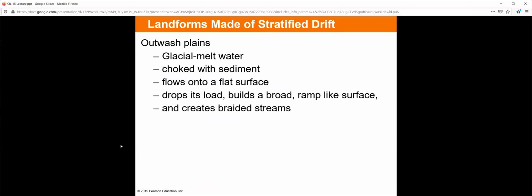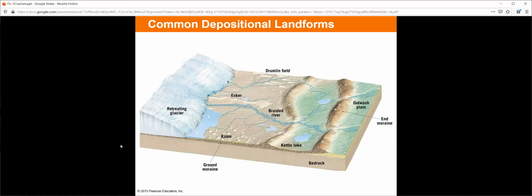Within these, you have outwash plains. These are glacial meltwater, as I said before, chock full of sediments, that flows onto a flat surface, drops its load, builds a broad ramp-like surface, and creates braided streams. Right? So, you can see here an example of this.